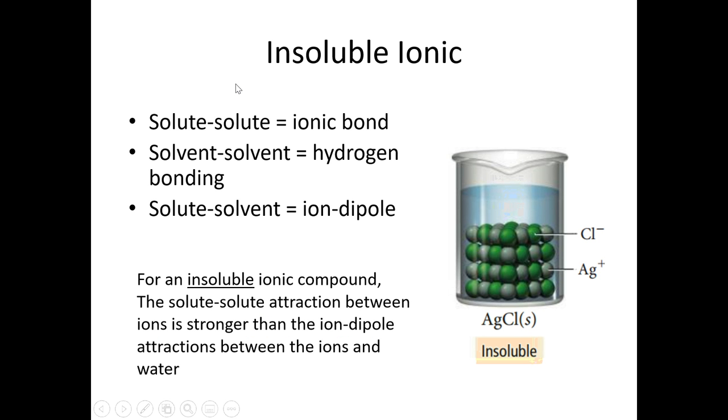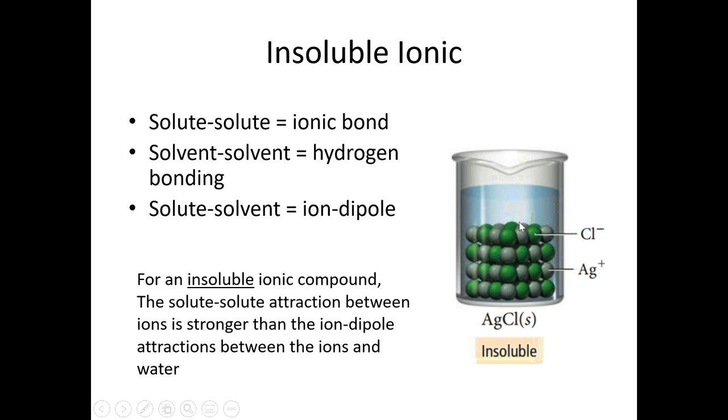Not all ionic compounds are soluble. Let's look at an example of something that's not soluble, like silver chloride. It turns out it's insoluble. You stick it in water and it just sits there. If we look at the forces, they're the same kinds we're considering. The solute-solute attraction is the ionic bond, the attraction between the silver and chloride ions. The water molecules are attracted to each other by hydrogen bonding. And the solute-solvent attraction would be ion-dipole.